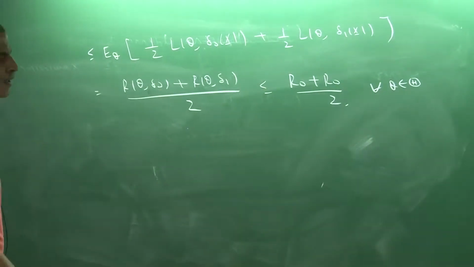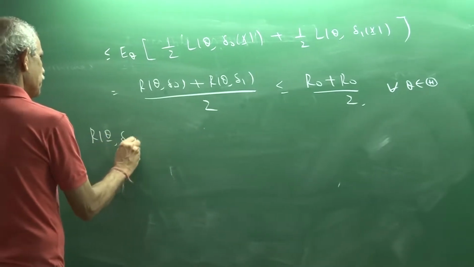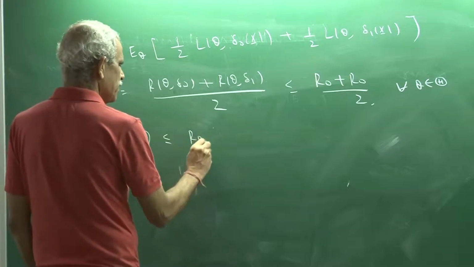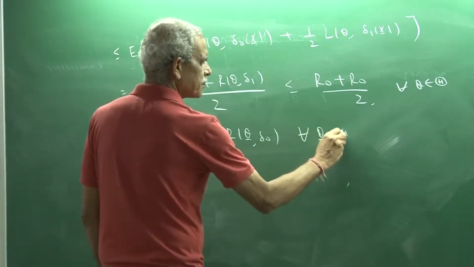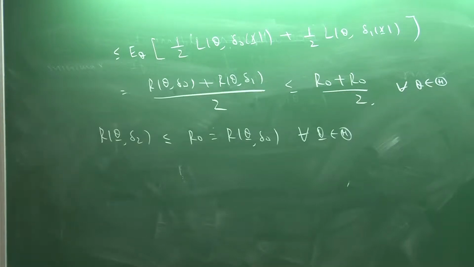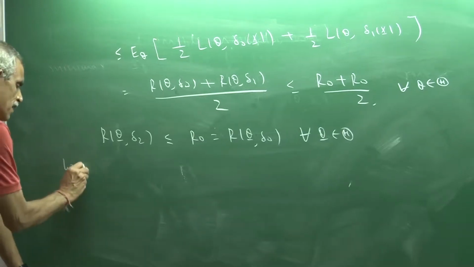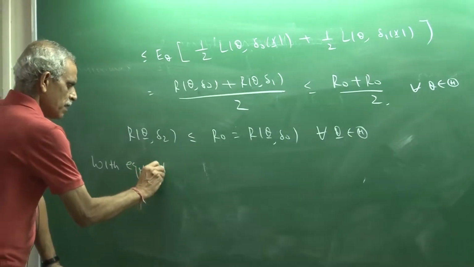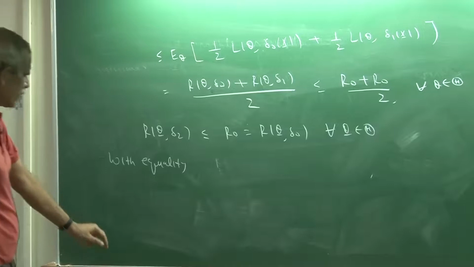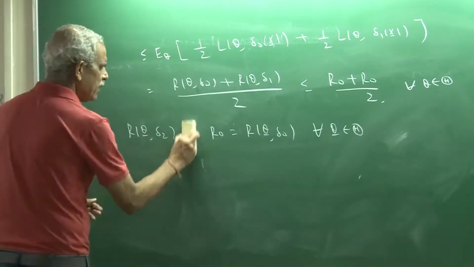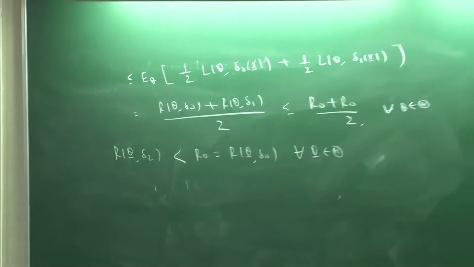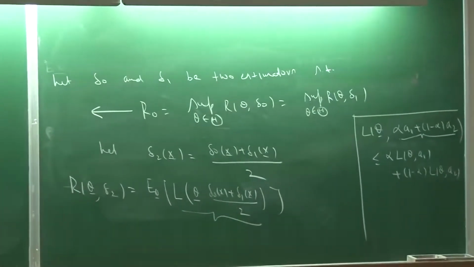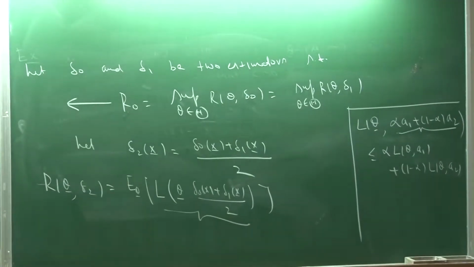So what does that mean? That means R(θ, δ2) is less than or equal to r0, which is the same as R(θ, δ0) for every θ. And when will you have equality? The loss function is given to be strictly convex, so there will be a strict inequality here, unless δ2 is the same as δ0 and δ1 almost surely. So this would always be less than or equal to R(θ, δ0).